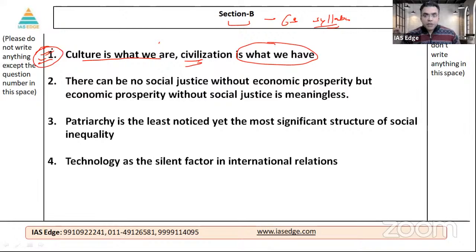Students from a history background, a little word of caution here. Since you feel that you know this topic, you might go technical. Don't go technical. Write a general essay because it's an essay.